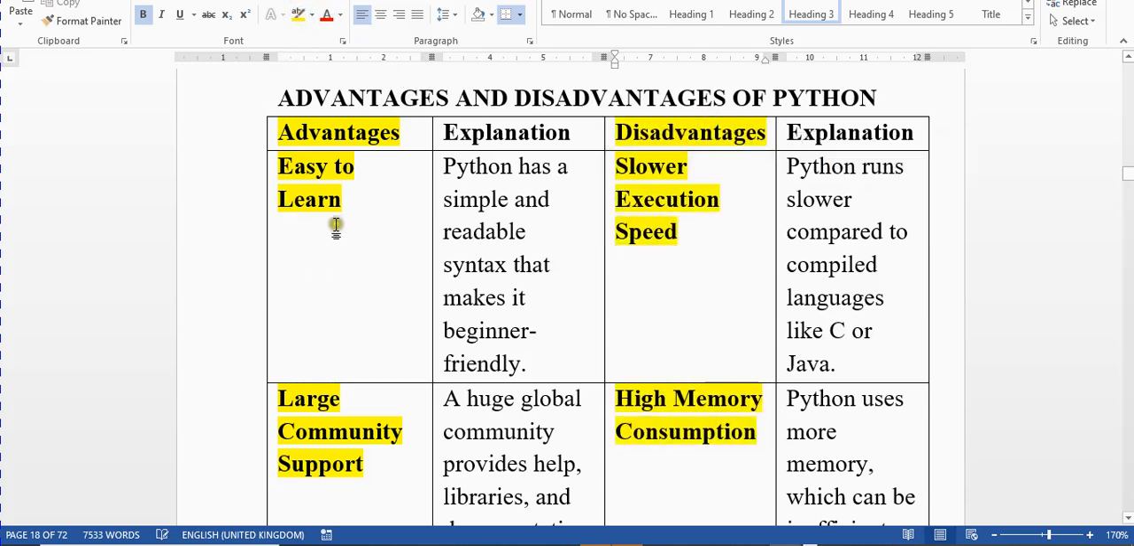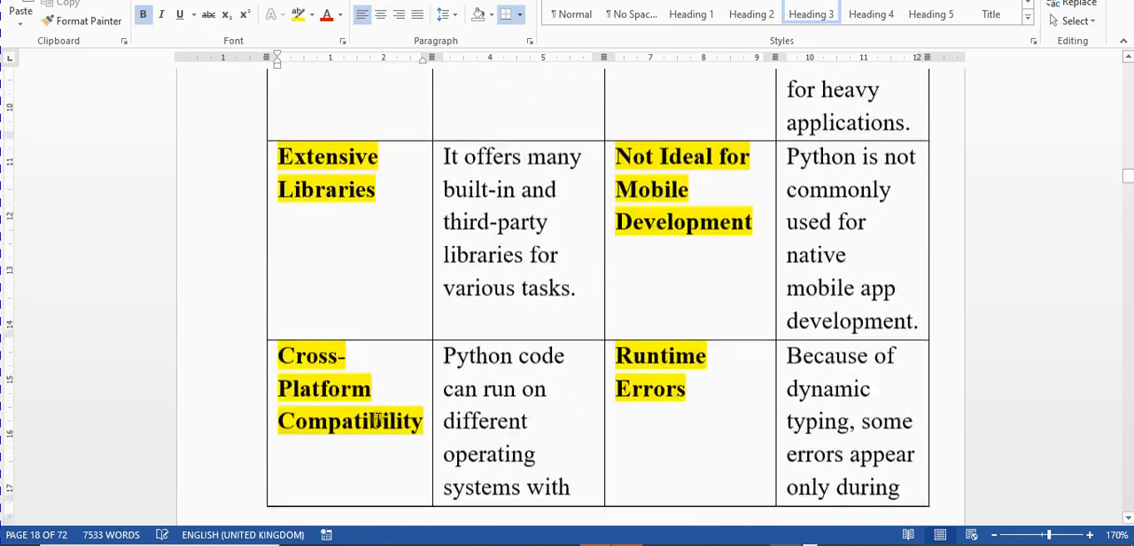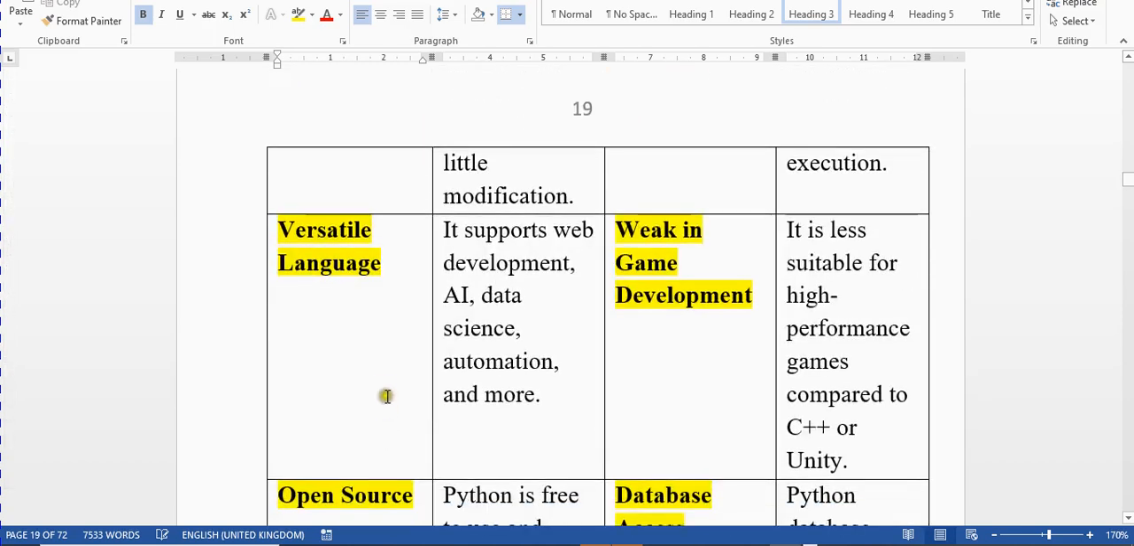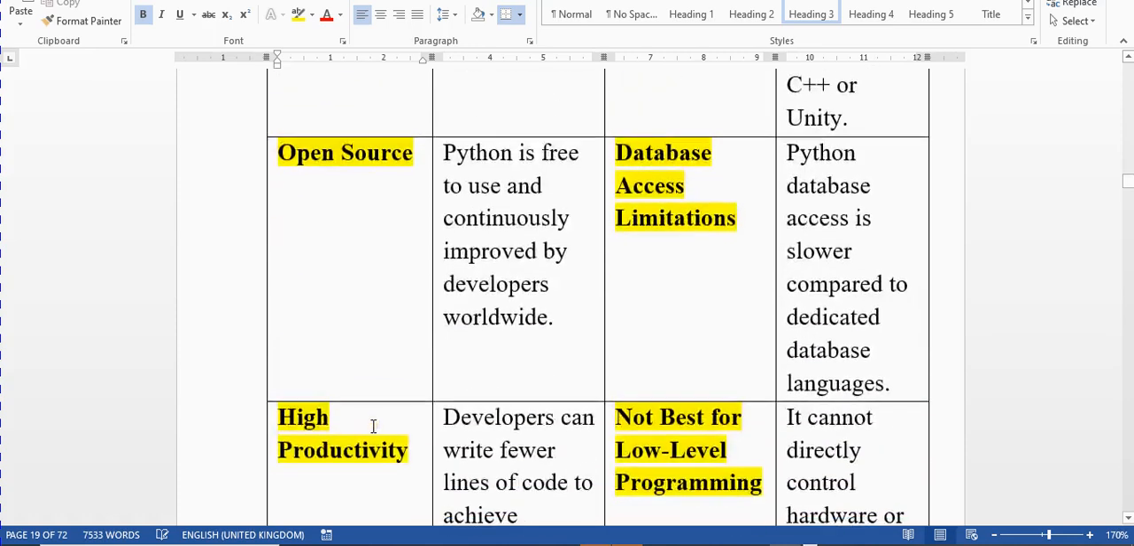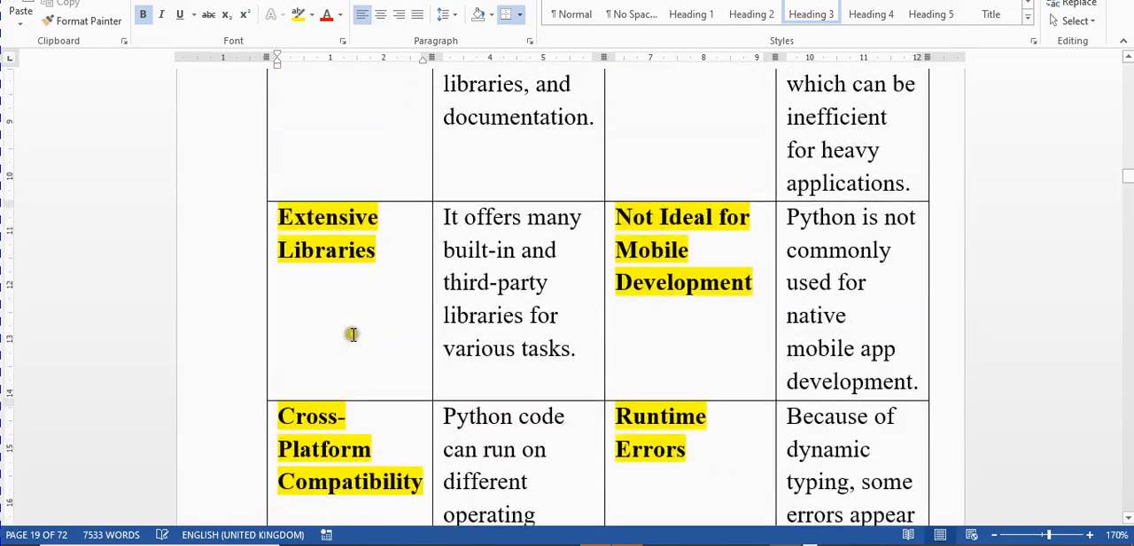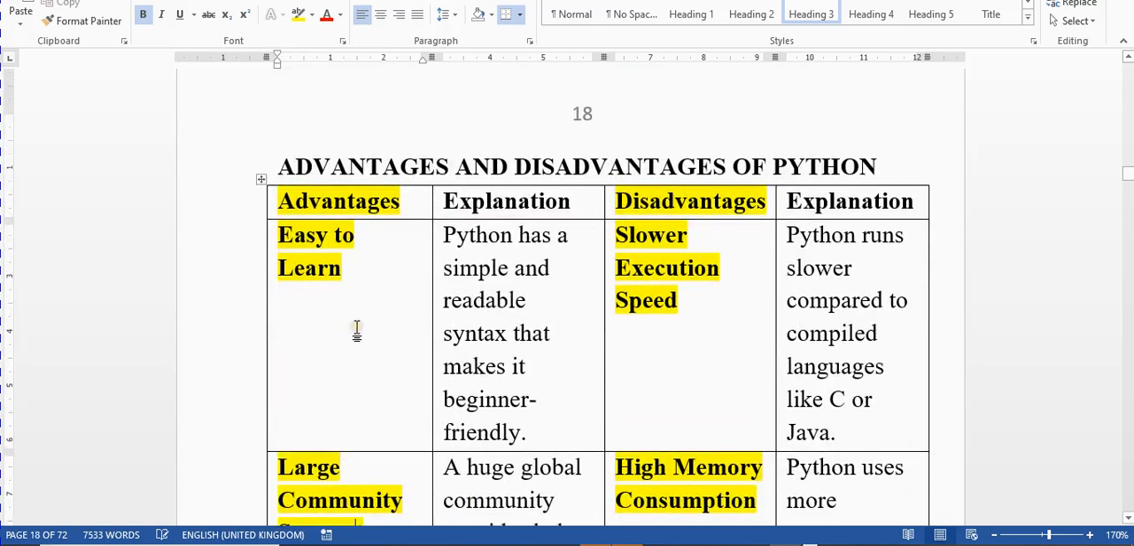Number one here, we say easy to learn. It's very easy to learn. You saw what I actually showed. Don't worry, I will show you how you will get it. It's as simple as ABC. Then large community support and extensive libraries. Cross-platform compatibility, which means it is used on Windows, Macintosh, and many other operating systems like that. Then versatile language: it supports web development and data science. Open source: it is open source because it is free, and developers can improve it. Then high productivity. Then strong integration: it can be integrated in different aspects and areas of workflow.